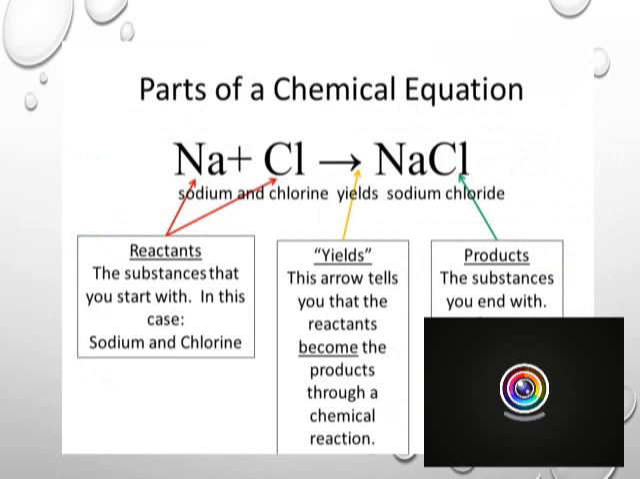Now this is how a chemical reaction looks. If you observe, before the arrow we have Na and Cl, and after the arrow we have NaCl. The substances written before the arrow are known as reactants, and the substances, chemicals or compounds written after the arrow are known as products. So on the left side we have our reactants, and on the right side we have our products.